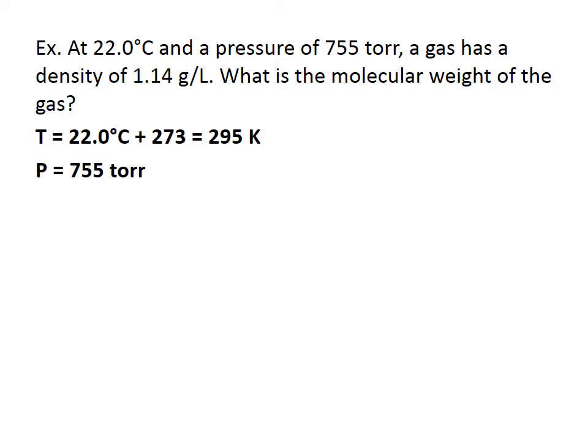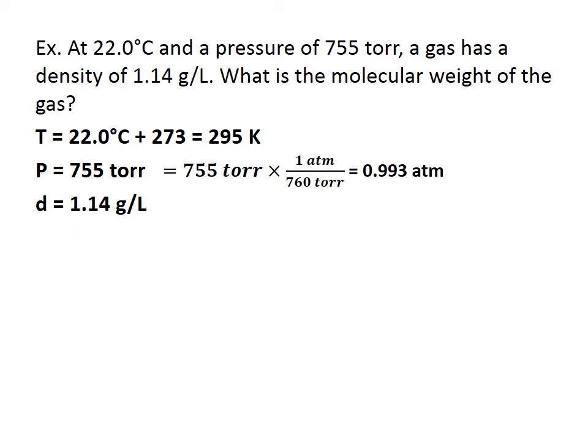Then we're given pressure in torr. But when we're dealing with gas laws, we would prefer to work with pressures in atmospheres. So you can convert your torr to atmospheres. We know that 1 atmosphere is 760 torr. So that gives us 0.993 atmospheres, which is our pressure in atmospheres. Then we also have the density of the gas, 1.14 grams per liter. Now we are asked to find the molecular weight. So we have these variables and we need to find molecular weight.